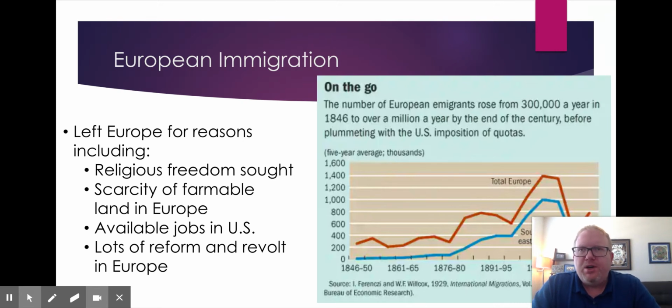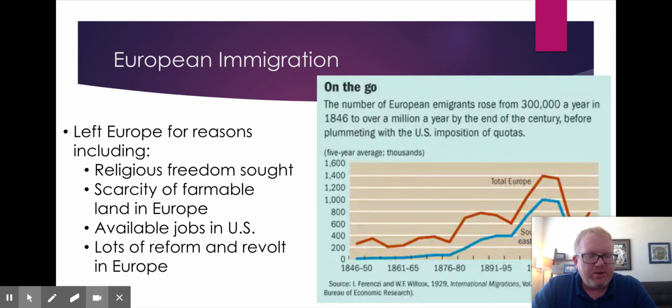Also, Europe started getting built up so much over time, and you learned a lot about this last year during the first Industrial Revolution. Farms were getting squeezed out in Europe. And so a lot of people wanted to keep farming and do what they knew how to do. The problem was they didn't have the land or the space to do it. They could move to the United States and start farming, possibly even the same types of crops that they grew in Europe.